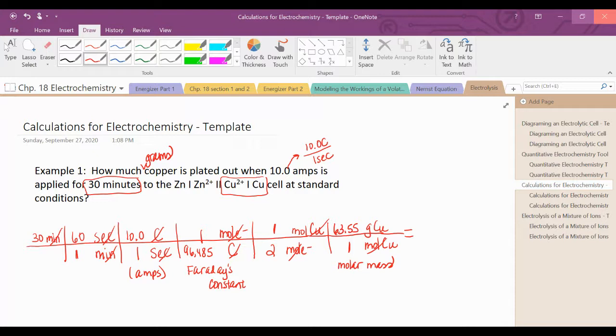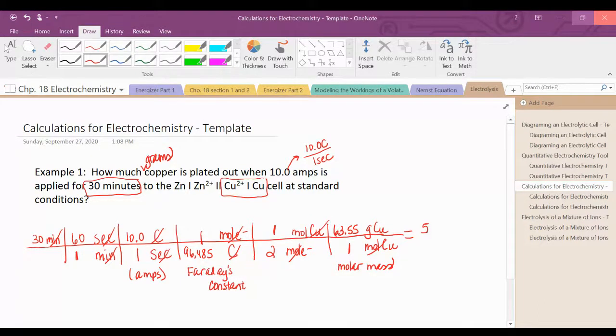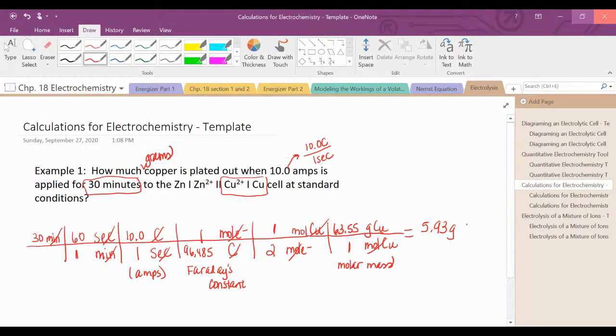All right, so let's talk significant figures. Our given, this 30 minutes, is a counting number, so we're not going to use this for sig figs. The 60 minutes in an hour or 60 seconds in a minute is just a counting number. My amps, though, is a measured value, so this has 3 sig figs. Faraday's constant has a whole lot of significant figures, so we know we don't need to use that. Mole relationships are exact numbers, so we don't use those for determining sig figs. And then the molar mass. So it looks like in this problem, my amps has the fewest. It has 3. So I have an answer here of 5.93 grams of copper.